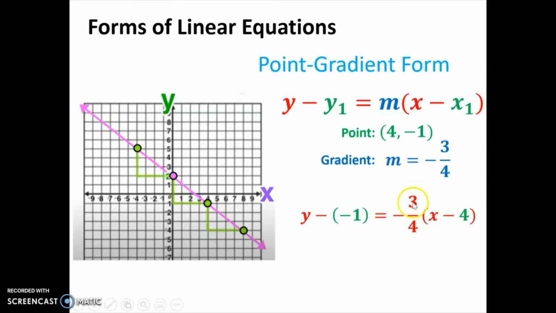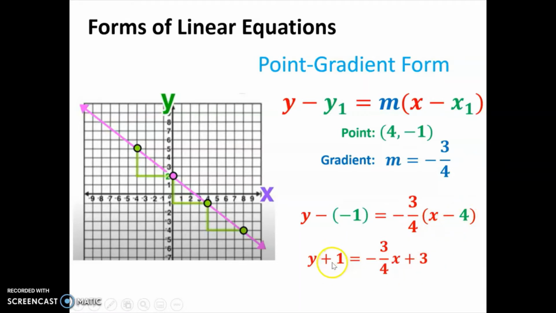Now, the nice thing about point gradient form is if you rearrange this, you will return back to your slope-intercept form. Let's try. First of all, these two negatives become a positive one here. And here, when I multiply -3/4 through, I do -3/4 times x, and -3/4 times -4. The two negatives cancel, and the 4 in the fraction denominator also cancels with this 4. We're left with a 3.